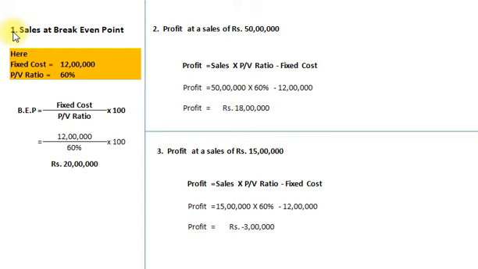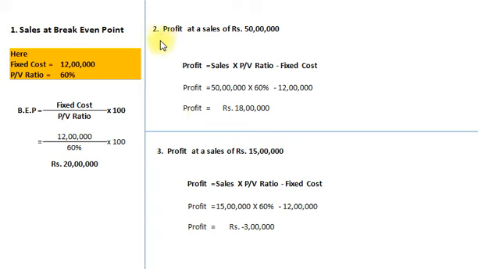Our first requirement is sales at a break even point. Here we have a fixed cost of rupees 12 lakh and profit volume ratio 60%. So our break even point sales would be fixed cost divided by PV ratio, that is rupees 12 lakh divided by 60% is equal to rupees 20 lakh.